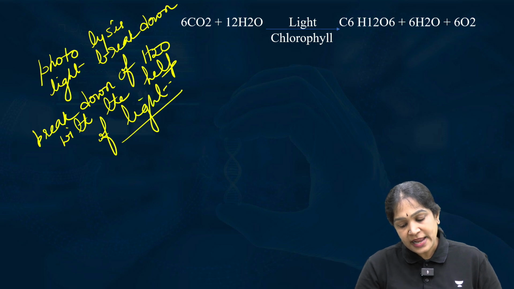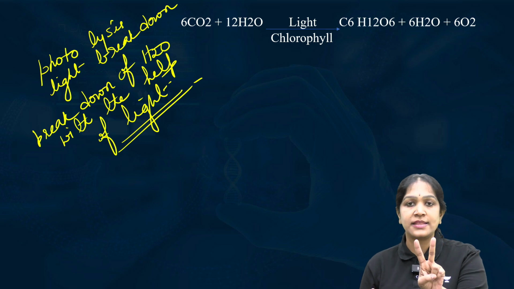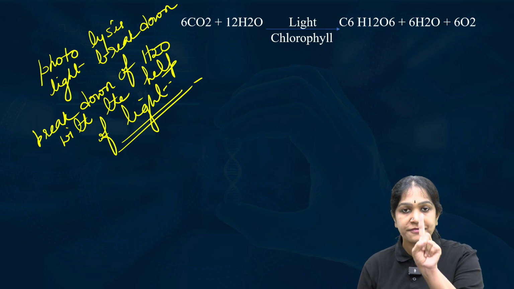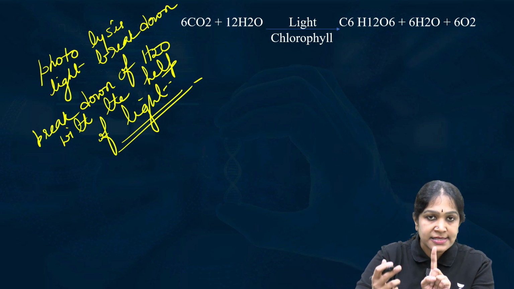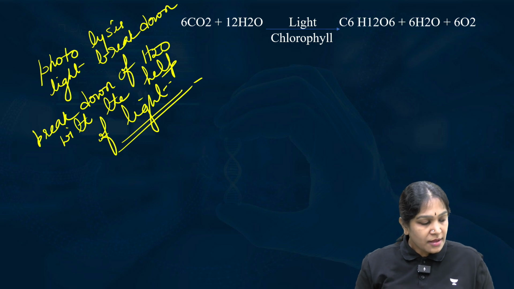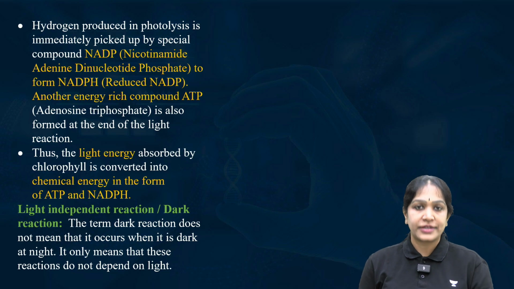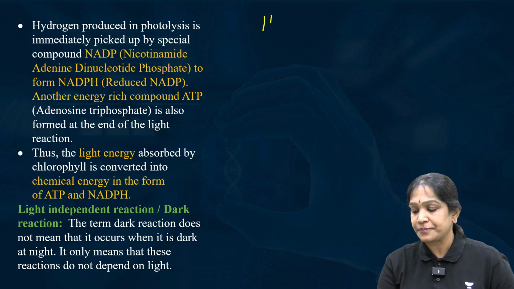Breakdown of water with the help of light is called photolysis. The two steps in the light reaction are: the first step, chlorophyll absorbing the solar energy, and the second step, photolysis of water. Now, why should we break down the water? What is the purpose of photolysis of water?